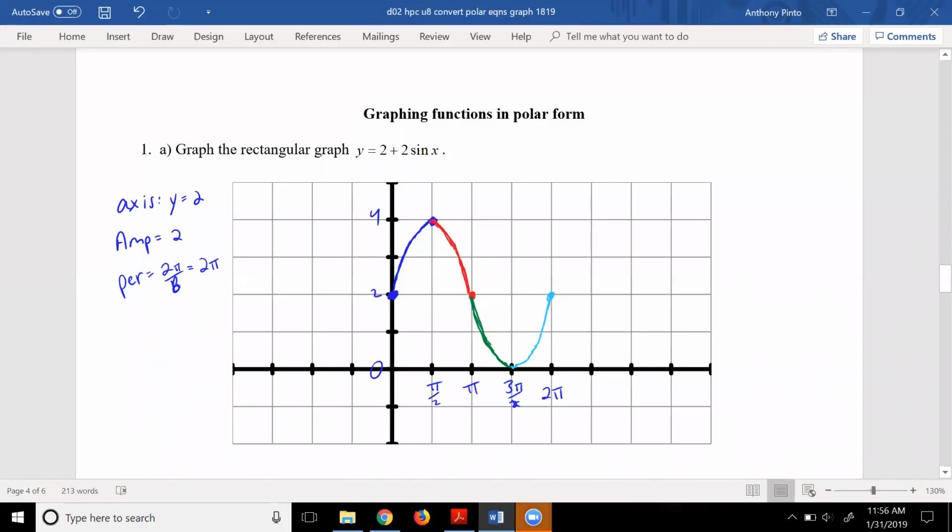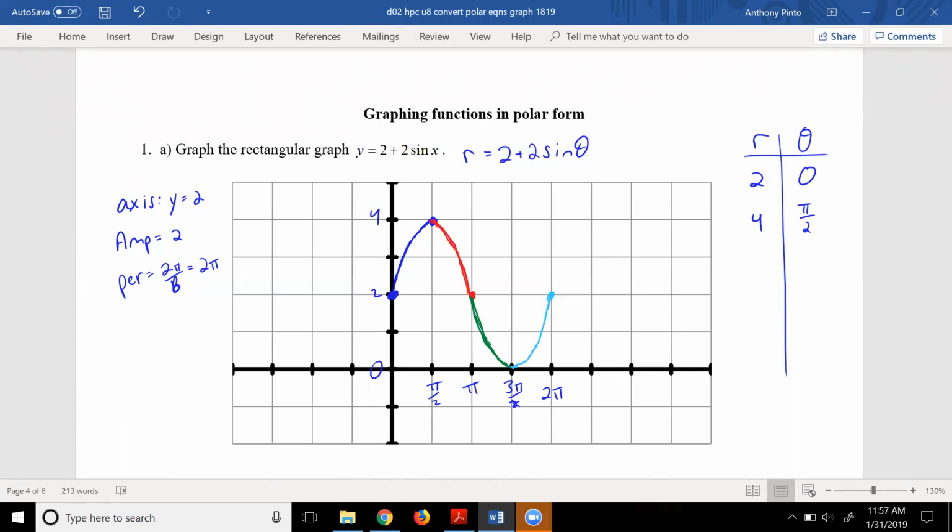What I also find helps is if we do a little chart here and we do r and theta, and we're going to change our original equation to, I'm sorry, not y equals. We're going to change this to r equals 2 plus 2 sine of theta. Okay, so when theta, which was previously x, is 0, r is equal to 2. When theta is equal to pi over 2, r is equal to 4.